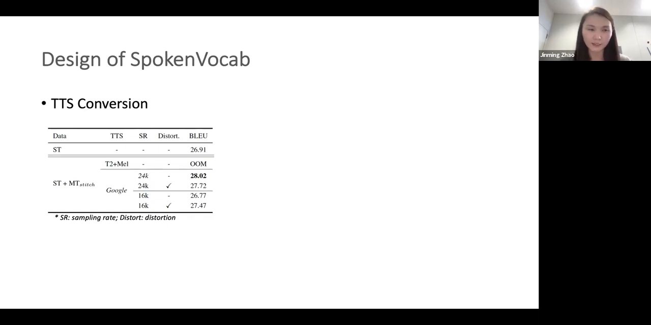We further investigate the impact of different designs of SpokenVocab. The first factor that we look at is how we prepare SpokenVocab and whether we add distortion to synthetic speech. We try different TTS systems with different sampling rates, and we've also tried adding different effects to synthetic speech. The conclusion is that using the Google TTS system with 24 kHz sampling rate and no distortion gives us the best result.